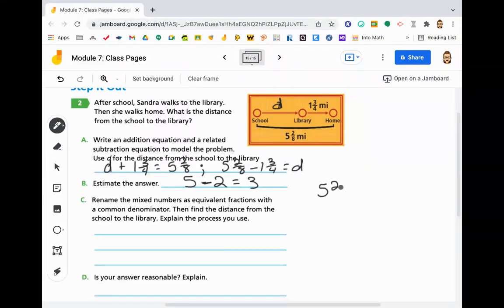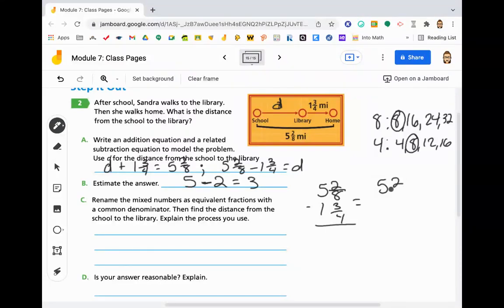So we have 5 and 2/8. We're subtracting 1 and 3/4. Our first step is to find a common denominator. So we're going to have 8 and we're going to have 4. 8, 16, 24, 32; 4, 8, 12, 16. So 8's our least common multiple or our common denominator, which means we have 5 and 2/8. It's going to stay the same. And we have 1 and something over 8. We multiply 4 by 2 to get 8. So we're going to do 3 times 2, which is going to be 6.